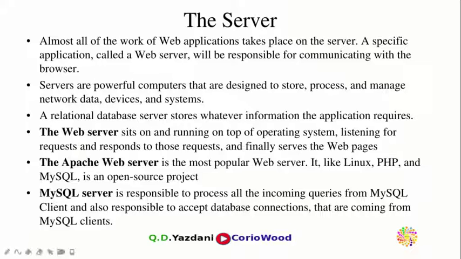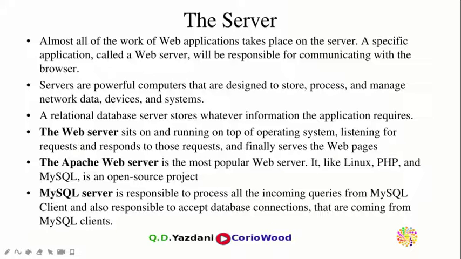So if you observe here, almost all work of the web application takes place on the server. A specific application called a web server will be responsible for communicating with the browser. That was very easy to understand. The second one is that servers are powerful computers designed to store, process, and manage network data, devices, and systems. A relational database server stores whatever information the application requires. So your application requires whatever information you're processing.